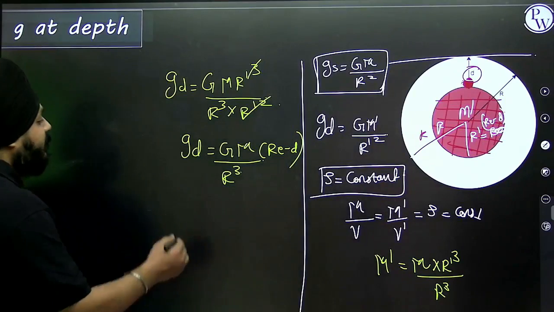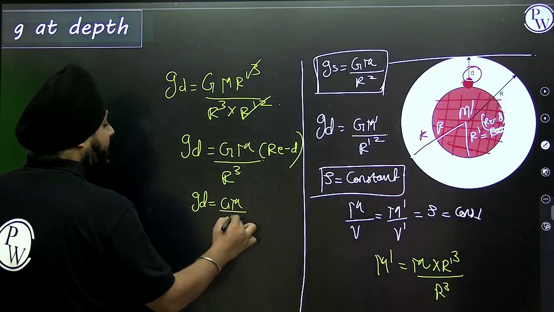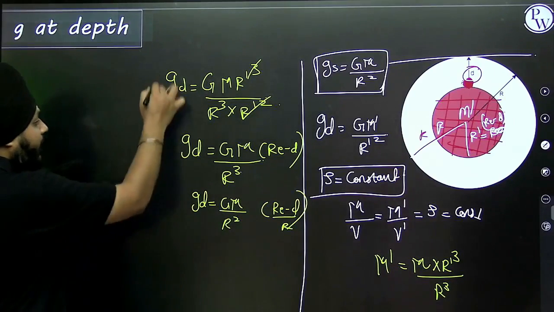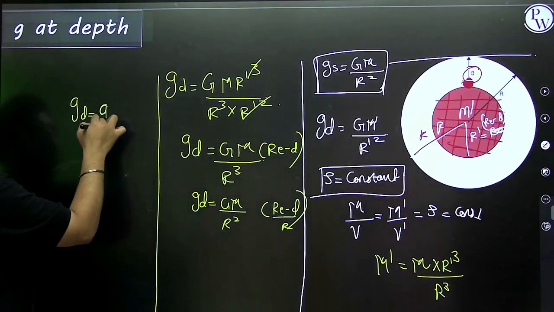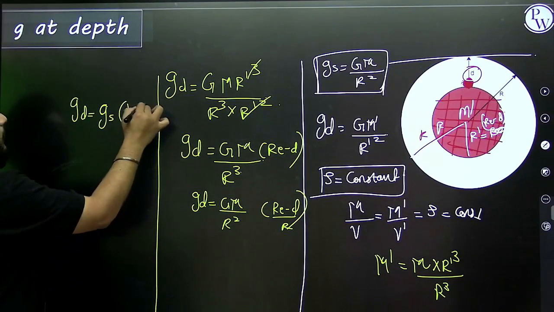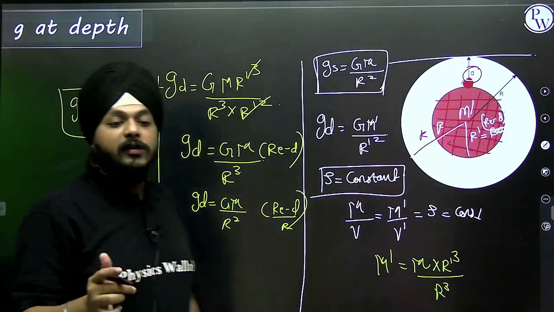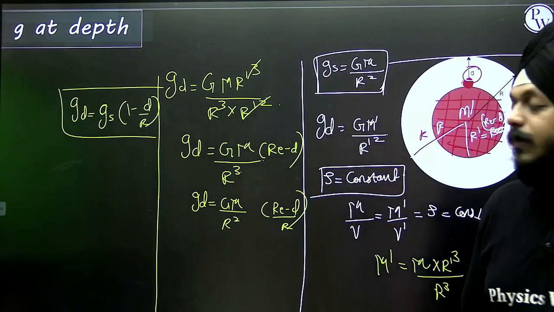Further on resolving this thing, let us take g r square re minus d by r. So finally resolving this, we are getting gd, the gravitational acceleration, as the surface value times 1 minus d by r. This is the formula. We are not having any second formula for that, only one formula.